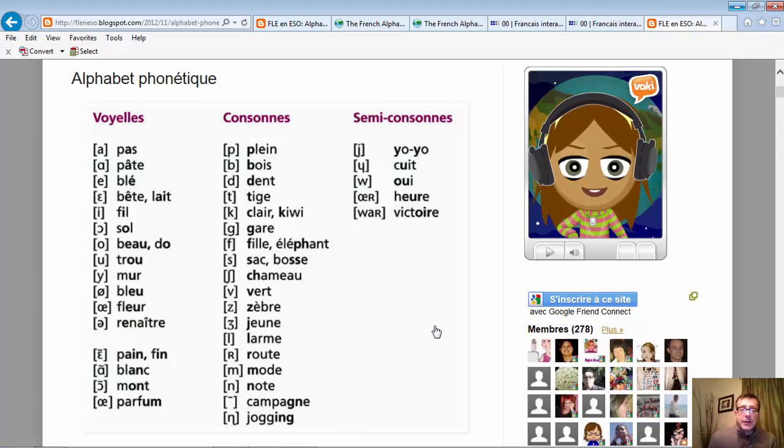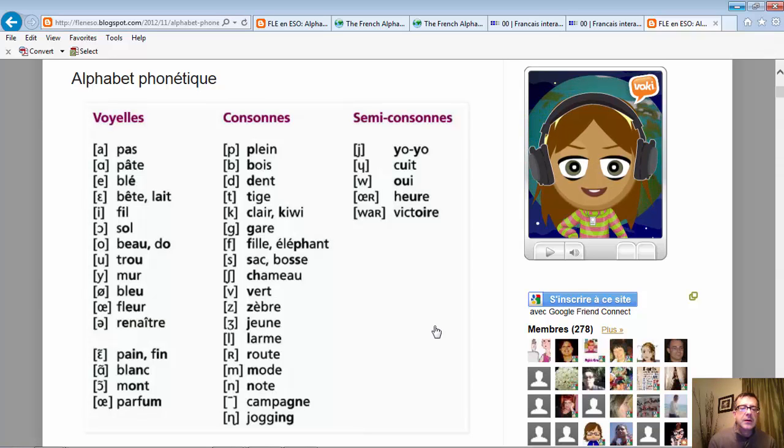Next one is a rounded o, bo, do. Next one is ooh, like owls, the sound that owls make. Trou. Next one is you have to make a tiny little circle with your lips, and that's ooh. It's like the sound that French owls would make, I guess. Mur. And then next one, your jaw drops a little bit, and you get bleu. Next one is jaw drops some more.